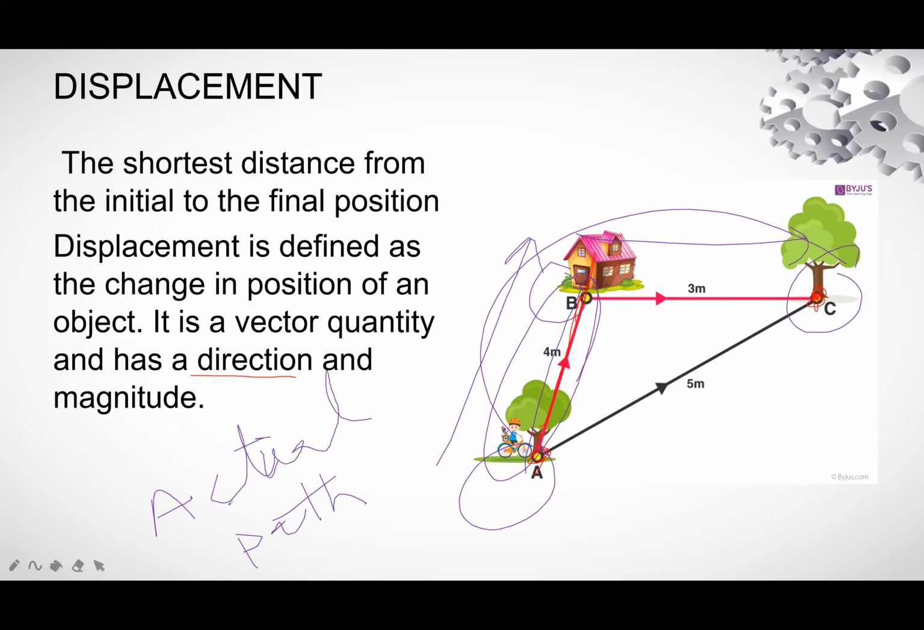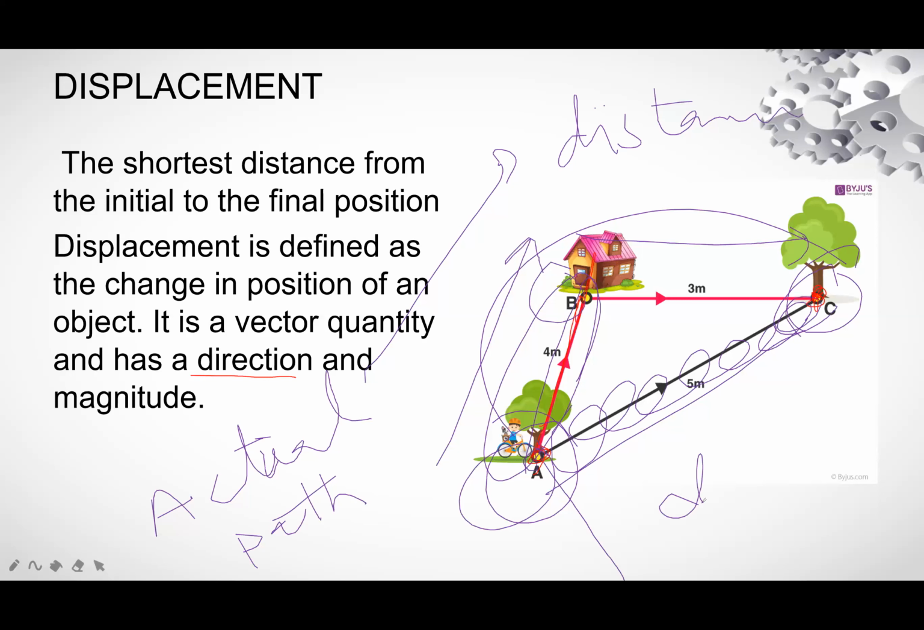The actual path traveled by a body is called distance. And the shortest distance between this point and this point is called displacement. The shortest and directed distance between point A and point C is called displacement. The actual path traveled by a body is called distance. Distance is a scalar quantity. Displacement is a vector quantity.